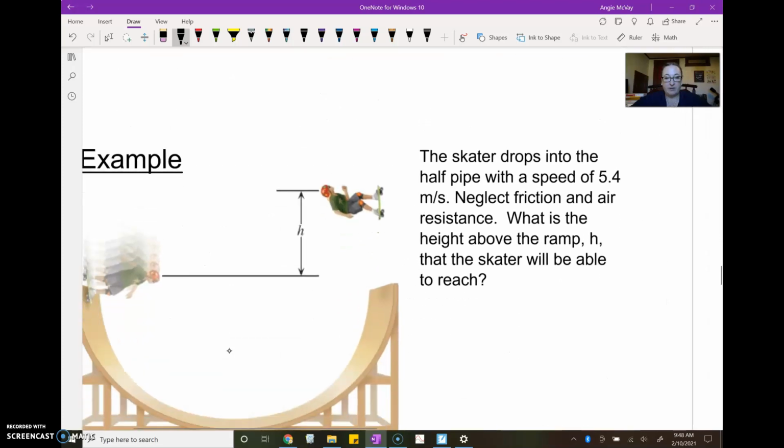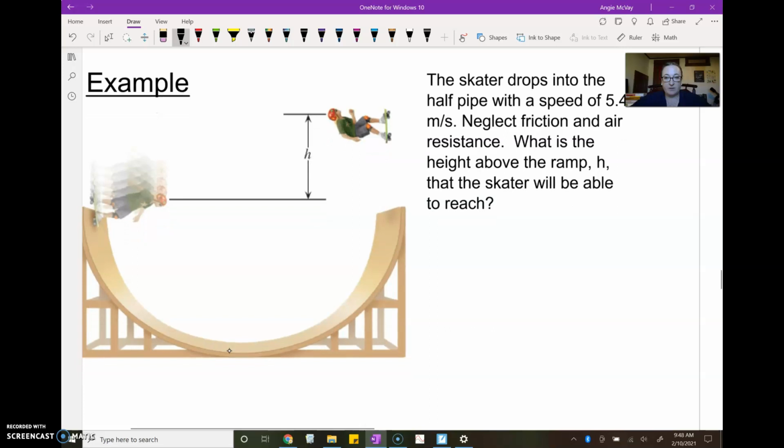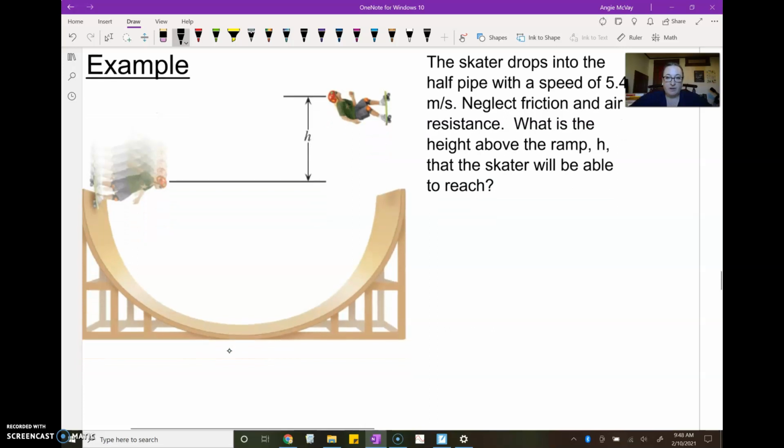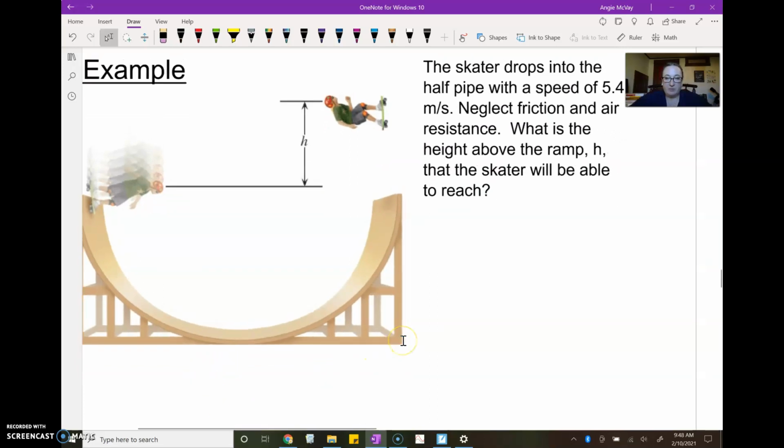All right, let's try another example. So here we've got a skater who drops into a half pipe with a speed of 5.4 meters per second. We're neglecting friction and air resistance. What is the height above the ramp H that this skater will be able to reach? Okay, so this isn't a friction or air resistance non-conservative forces one, because we're neglecting friction and air resistance here, but it is an example of a non-traditional reference level, excuse me, I'm with hiccups.